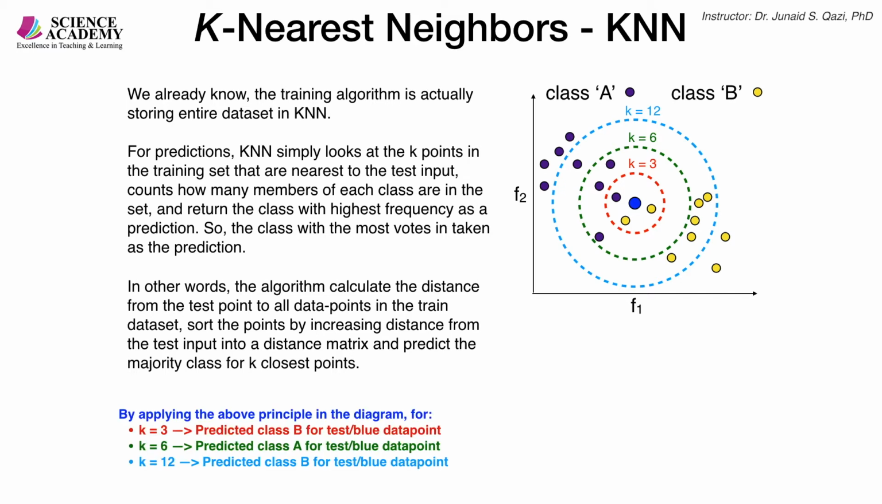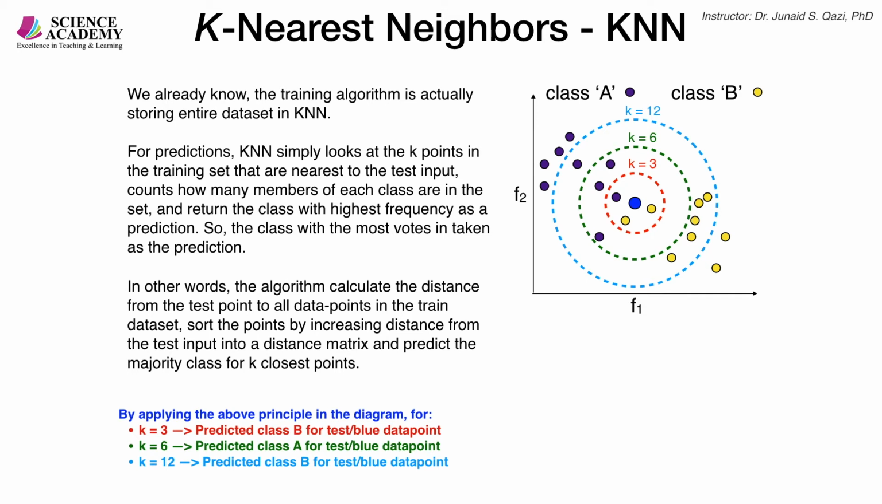So let's go back to our question. The question was, which class will the blue data point get? If we apply the same principle as discussed above, for k equal to 3, we have a red dotted circle. There are 2 points from class B and 1 point from class A in the red circle. Class B will get more votes and our predicted class for the blue data point will be B.